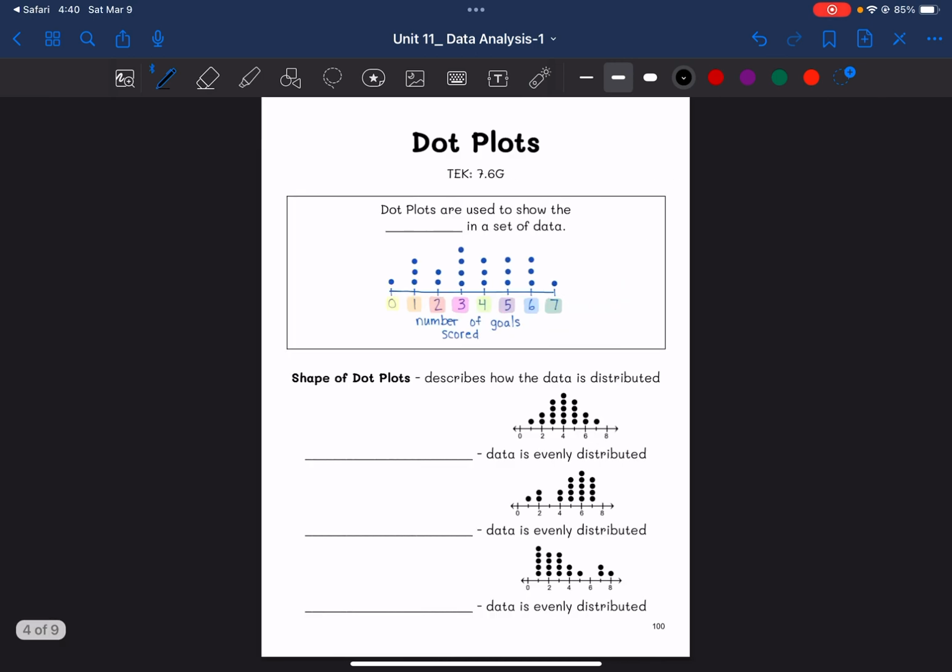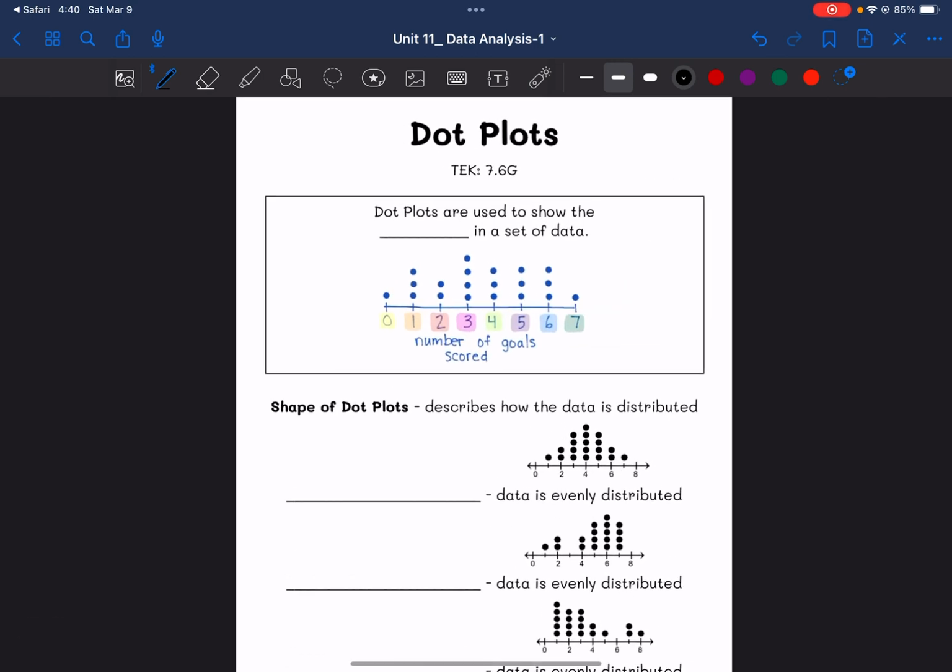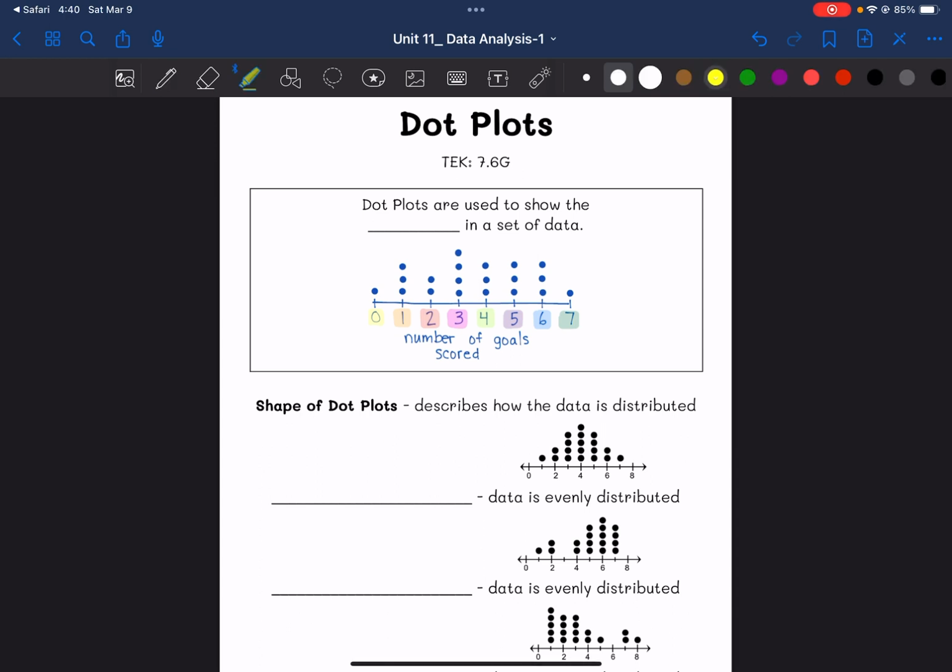Okay, now let's talk about dot plots. Okay, so with dot plots, dot plots are used to show the frequency in a set of data. Okay, so here's an example. Okay, the number of goals scored. Each time that a person scored 0, there was a dot placed there. Every time that a person scored 1, there was a dot placed there.